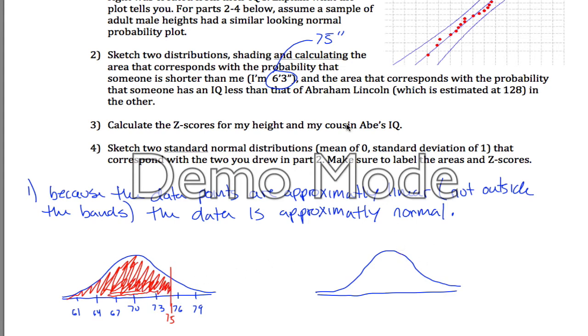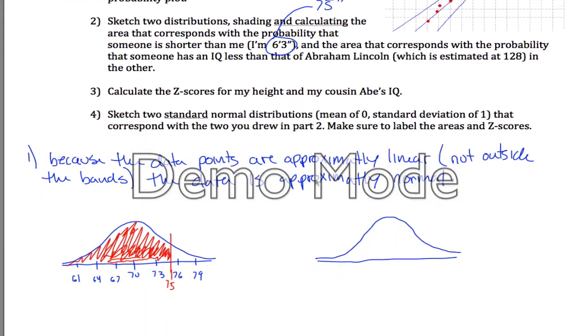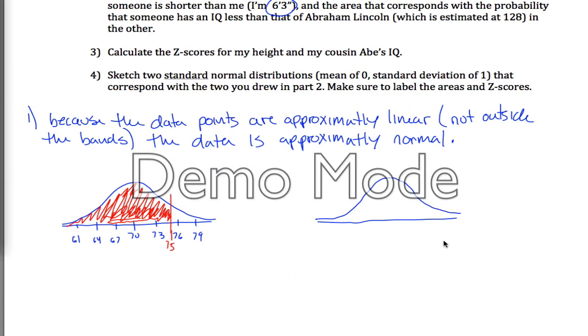Okay, and then do that again over here for Abraham Lincoln's IQ if the mean IQ is 100 and the standard deviation is 15. Fine. Mean 100, standard deviation 15. And we want the people whose IQ is lower than 128. So in that picture, that's somewhere in here. And lower than would be over here on the left-hand side.